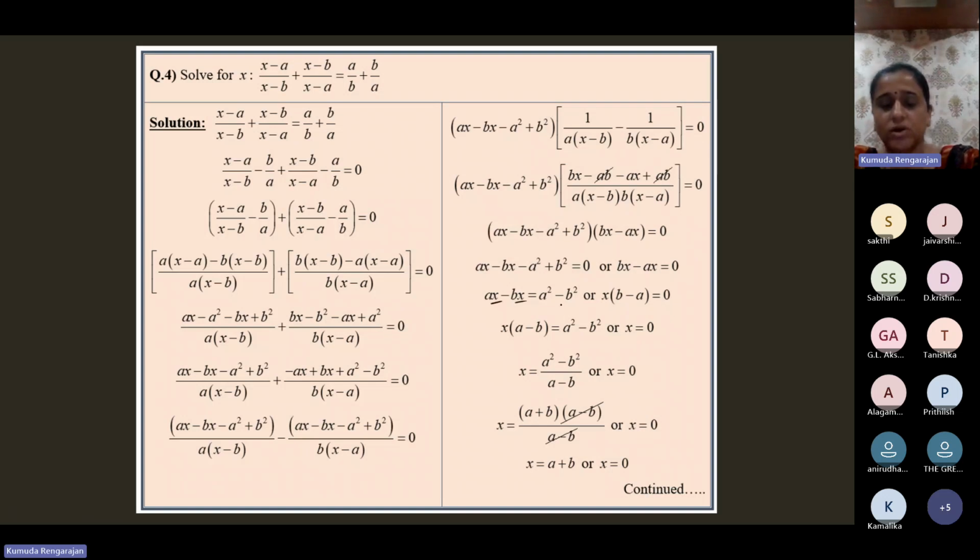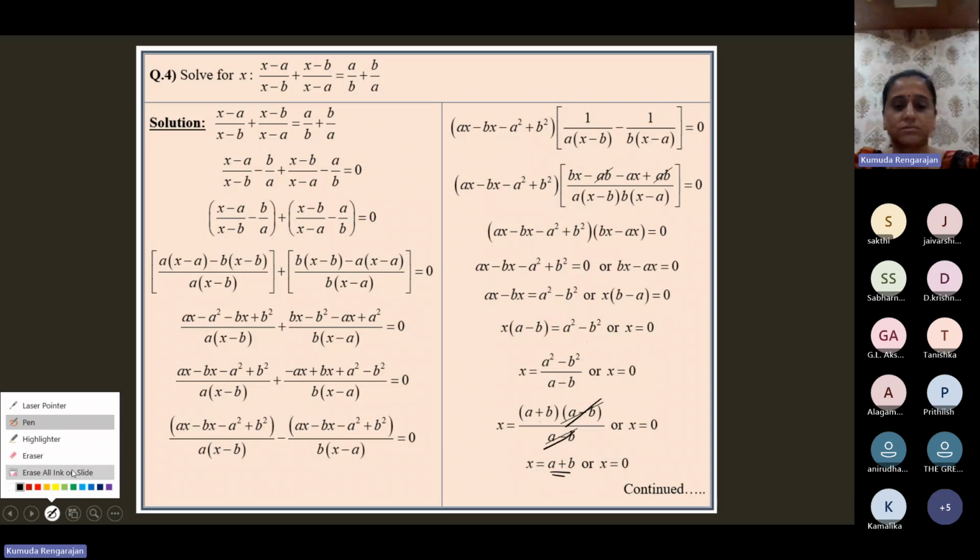These two are x terms, so have them on the same side. Now take out x common. In the bracket, you have a minus b, is equal to a square minus b square. So x is equal to a square minus b square by a minus b. Now we know a square minus b square is a plus b into a minus b, so a minus b gets cancelled. So x is equal to a plus b.